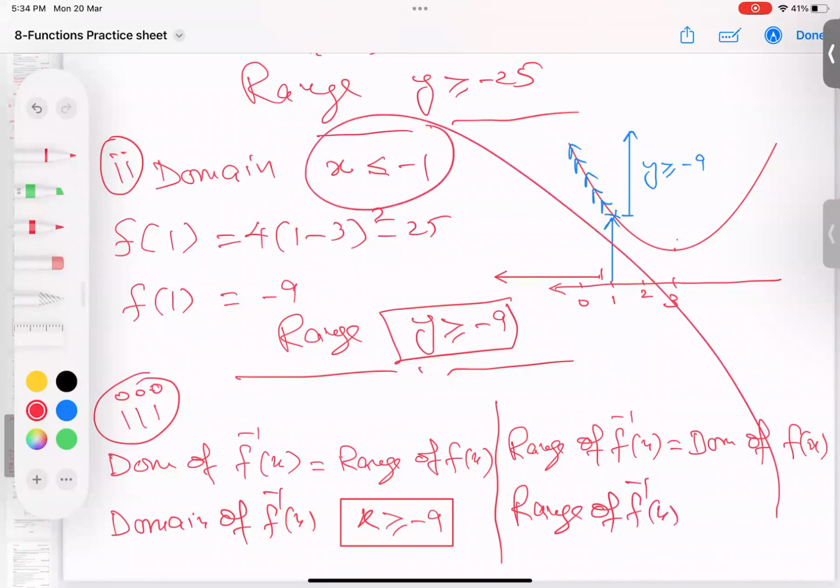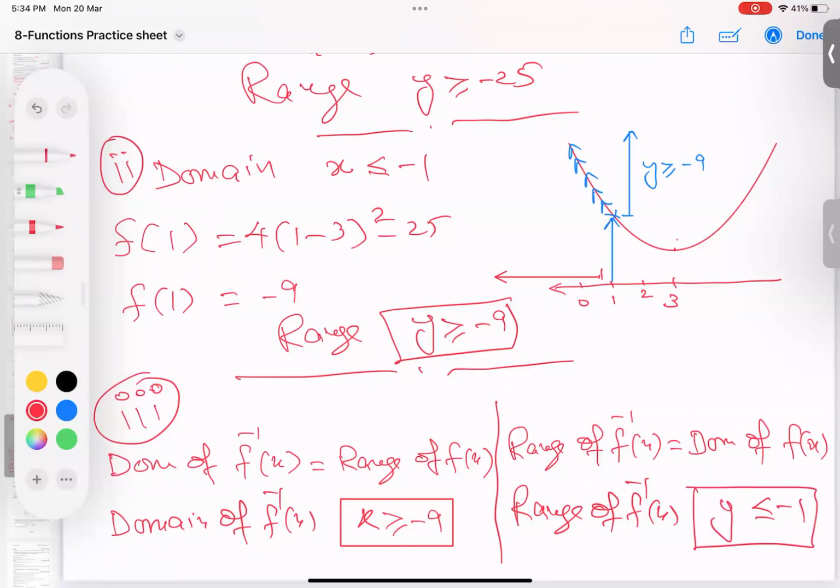So I write exactly the same thing here. Look, I write exactly the same thing, but because I talk about range, and range is always y, I erase this x and write y here. Congratulations, alhamdulillah. So I hope the point is very clear.